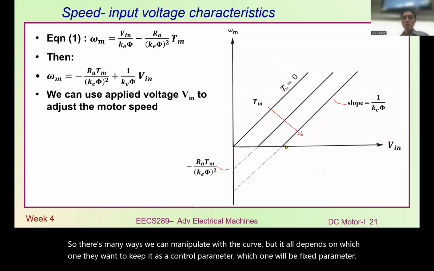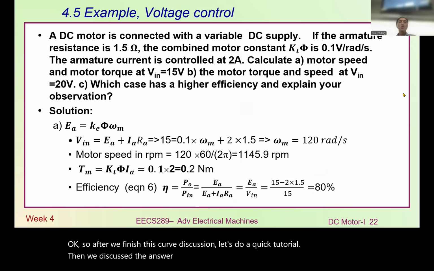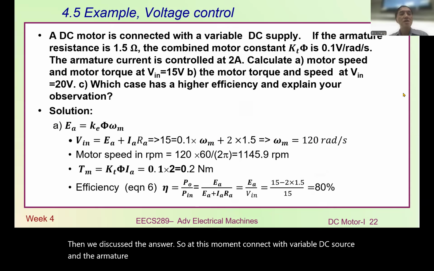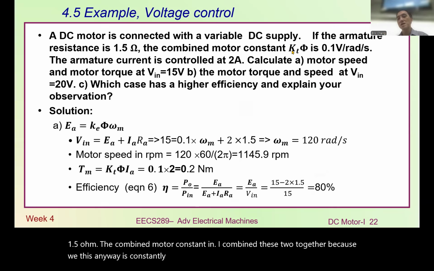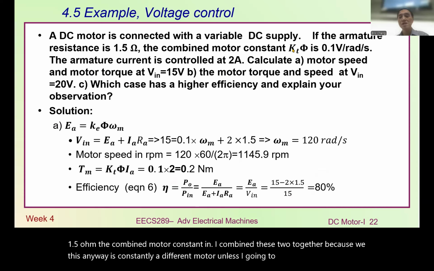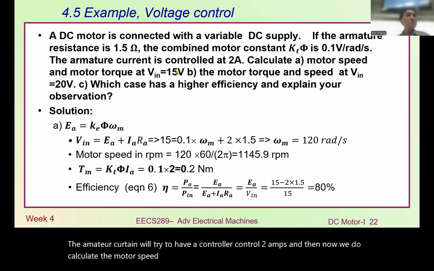Okay. So after we finish this curve discussion, let's do a quick tutorial, and then we discuss the answer. We have a DC motor connected with a variable DC source, and the armature resistance is 1.5 ohm. I combine the motor constants together because this is a constant for a given motor, unless I change the flux. And the armature current, we have a controller to control at 2 amps. Now calculate the motor speed and motor torque at 15 volt.